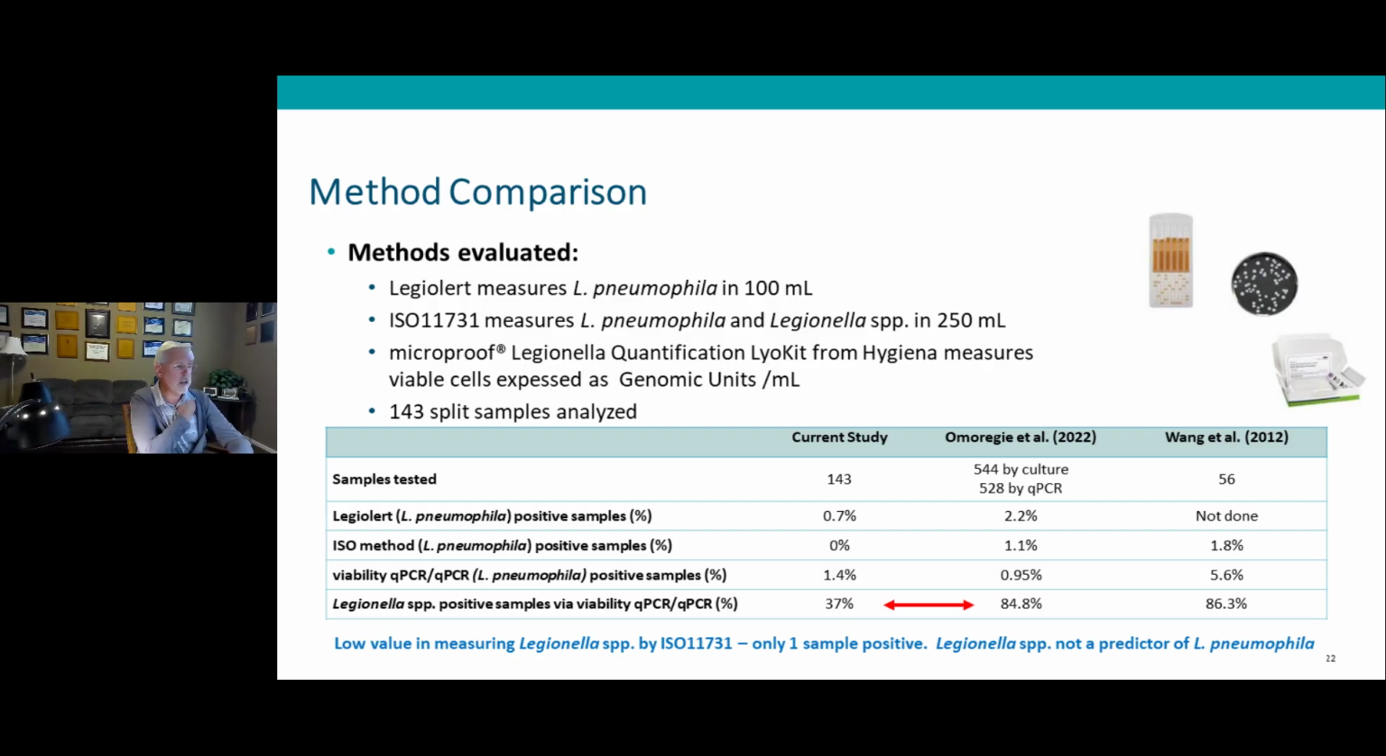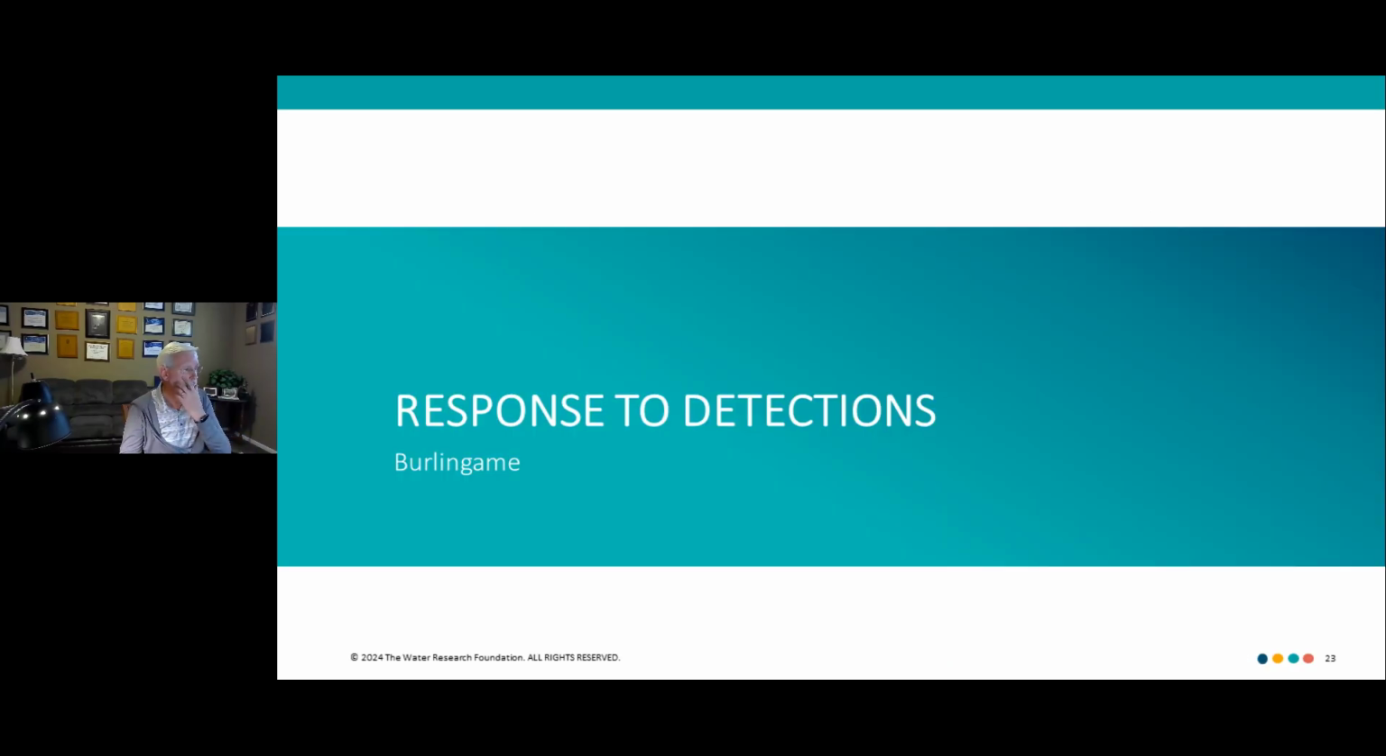And then we found that the ISO method only had 1 sample that was positive for Legionella species, even though it's widely said it can measure all Legionella. So little value in using the ISO method for measuring Legionella species, and little value of that as a predictor of Legionella pneumophila occurrence in water samples. So with that, I'm going to turn it over to Gary to talk about our workshop.